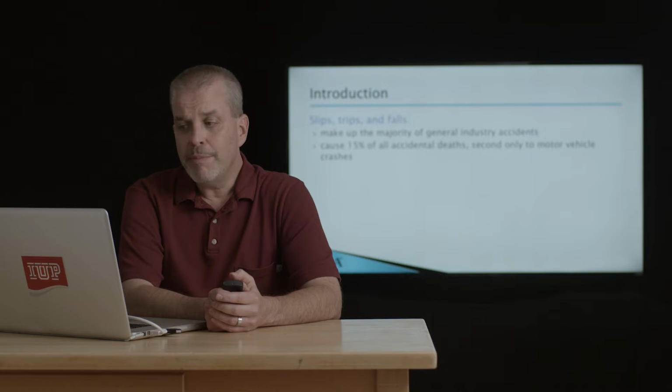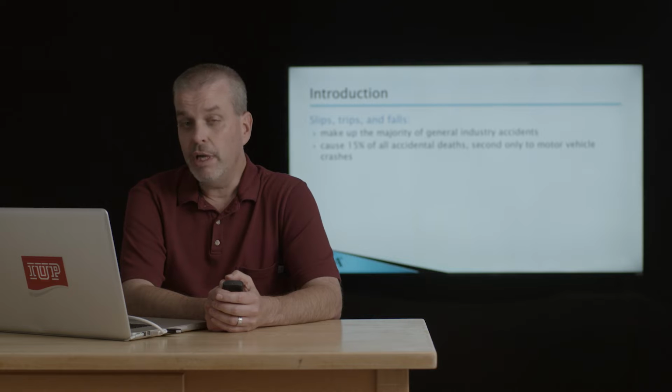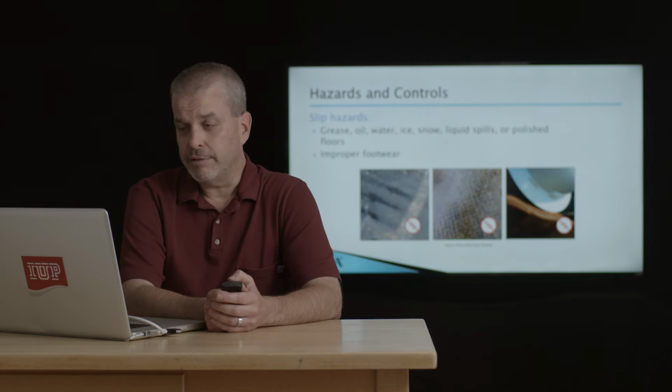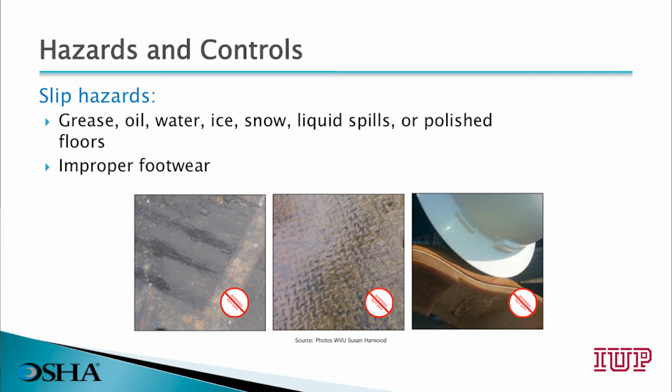And how can you control and prevent slips, trips, and falls in the workplace? Slips, trips, and falls make up the majority of general industry accidents and are 15% of all accidental deaths, second only to motor vehicle accidents. What are slip hazards? Slip hazards include grease, oil, water, ice and snow, liquid spills, or recently polished floors. Slip hazards also include improper footwear.